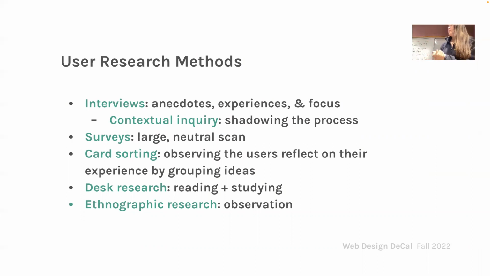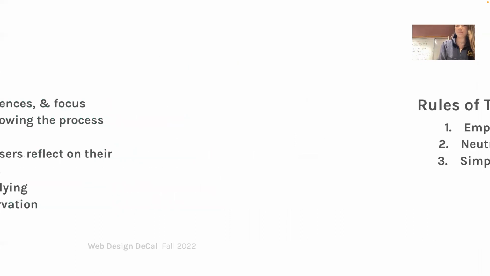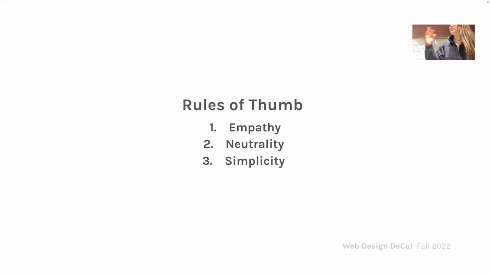Card sorting is also pretty popular, where you can observe how users reflect on their experiences. It's essentially where you group ideas by different categories. You can get into this in your own time. And then we also have things like desk research, which is secondary research scanning, and then ethnographic research, which is more observational focused. Essentially, yeah, that was a lot.